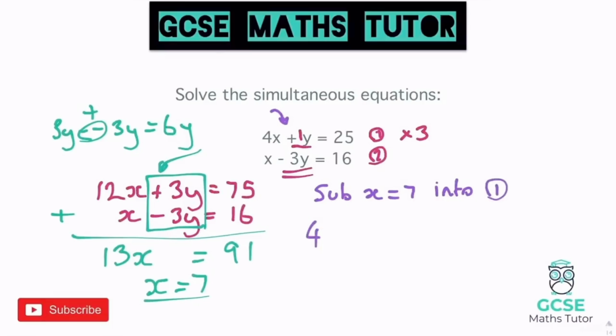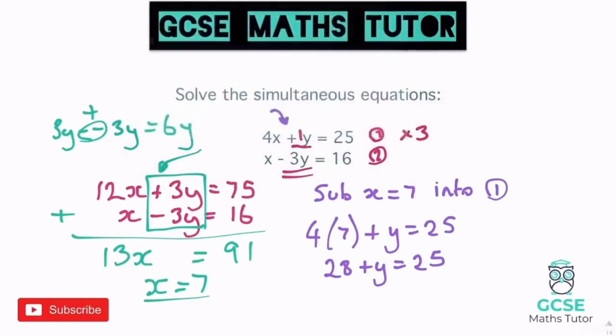So again, using brackets, I'm going to do 4 lots of 7, add that 1y, and that equals 25. Now 4 lots of 7 is 28, so we have 28 plus y equals 25. And again, we just need to finish this off to find out what y is. Well, 28 add y is 25, it goes down, so it's got to be negative. If we solve this like normal, taking away 28 from both sides, we get y equals negative 3. And there's our final answer: x equals 7 and y equals negative 3.